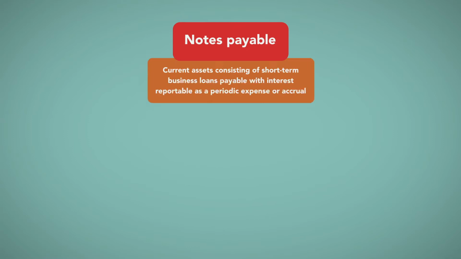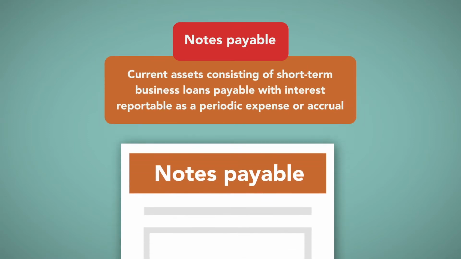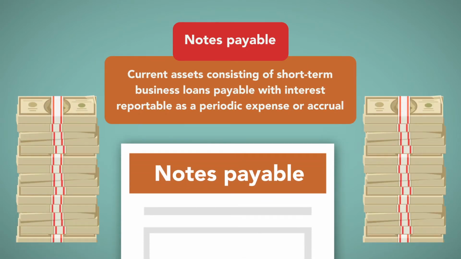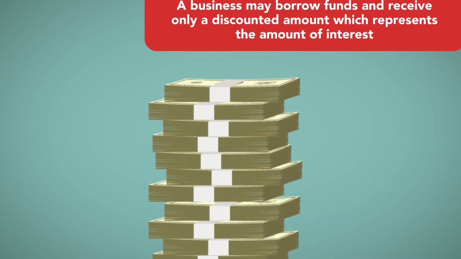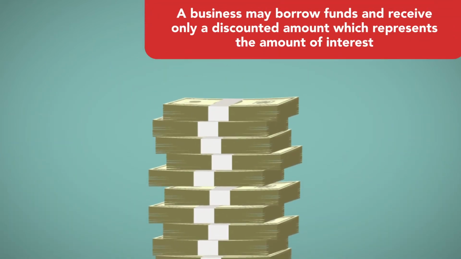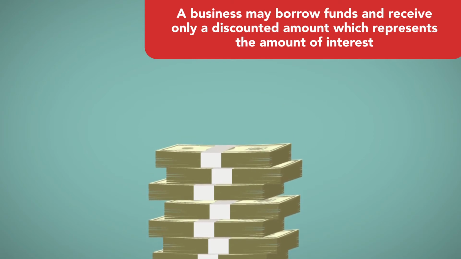Notes payable are current liabilities, consisting of short-term business loans payable with interest, reportable as a periodic expense or accrual. Alternatively, a business may borrow funds and receive only a discounted amount, which represents the amount of interest.